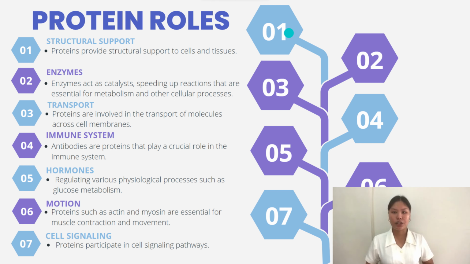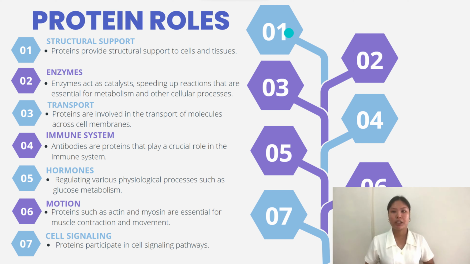Protein synthesis occurs in cells through a process called translation, where the information encoded in DNA is transcribed into messenger RNA, and then translated into a specific sequence of amino acids, forming a protein.